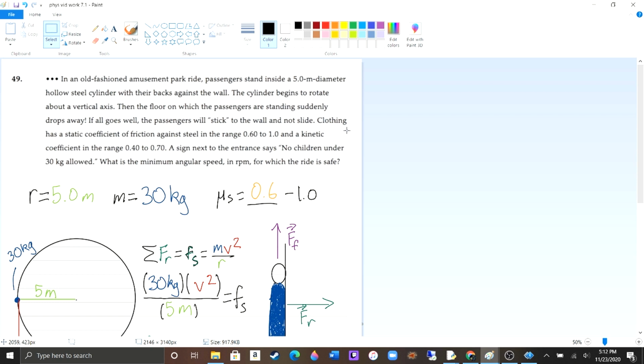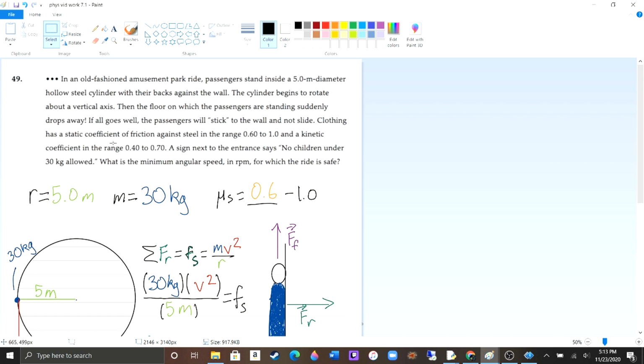I'm going to be doing problem 49, and the problem is: in an old-fashioned amusement park ride, passengers stand inside a 5-meter diameter hollow steel cylinder with their backs against the wall. The cylinder begins to rotate about a vertical axis, and then the floor on which the passengers are standing suddenly drops away. If all goes well, the passengers will stick to the wall and not slide.